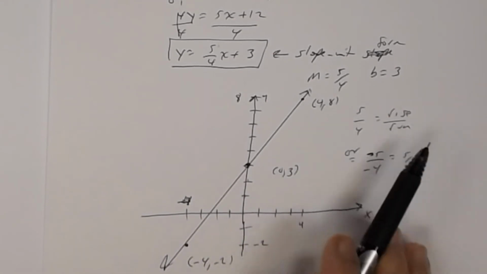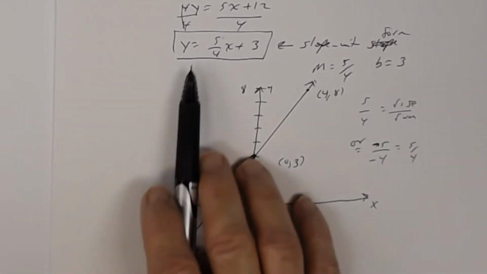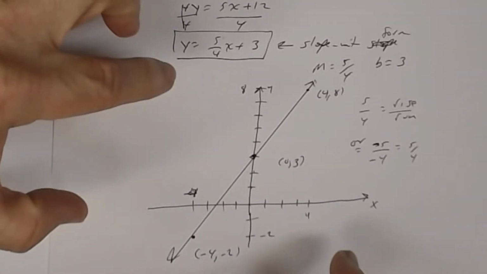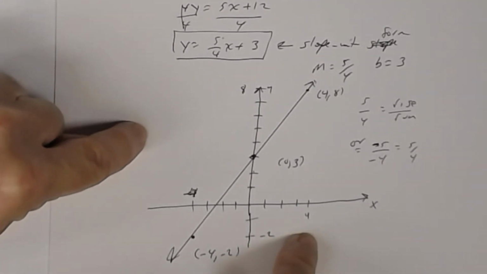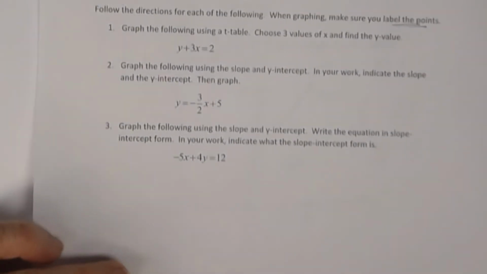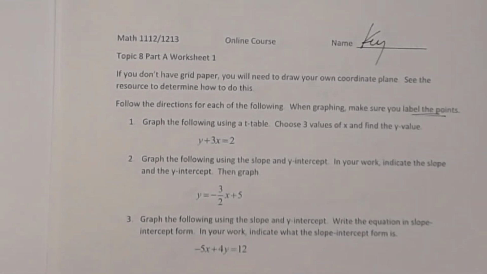All right, but I did not want to see a t-table. It did not say use a t-table. So this right here definitely implies that you used the slope-intercept form. It definitely implies that you follow directions. Okay, so that is the key to the worksheet on topic 8, part A.